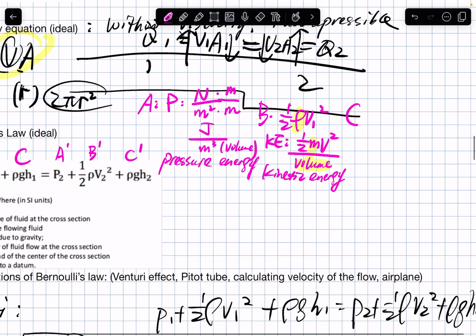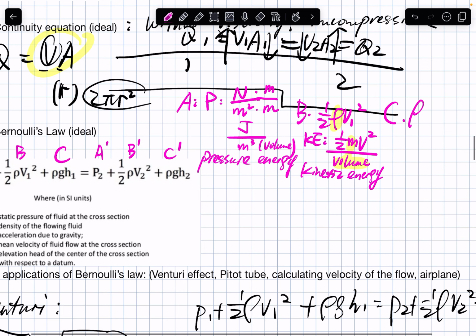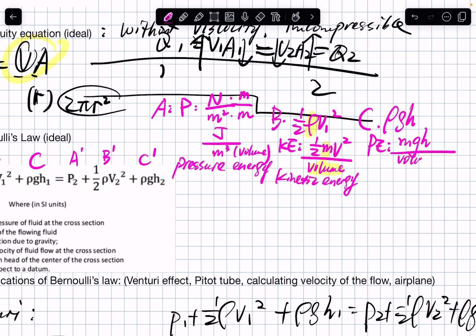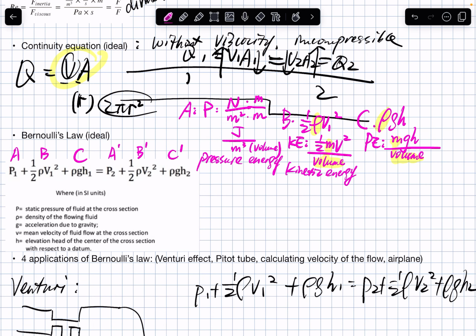Now let's look at C. Term C is rho g h. I need to remind you of another equation that you learned from the kinematics chapters, potential energy. You've done a lot of potential energy problems and you know it's mgh. Once again, I just divide this by volume, and this mass over volume is rho, the density. So really, term C is the potential energy per volume.